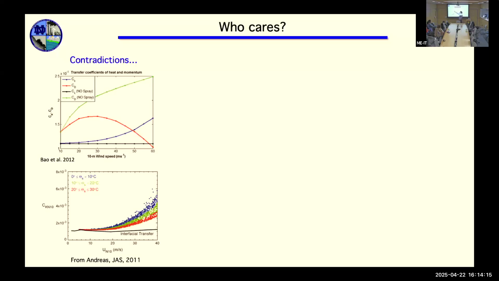A lot of people think that spray might enhance this, okay? Both of these are qualitatively showing... So forget these two curves up here. If you just look at the black and the blue curve, that's the enthalpy flux coefficient as a function of wind speed, the blue, without spray. So again, it's kind of flat. Both of these would say that it's flat without spray.